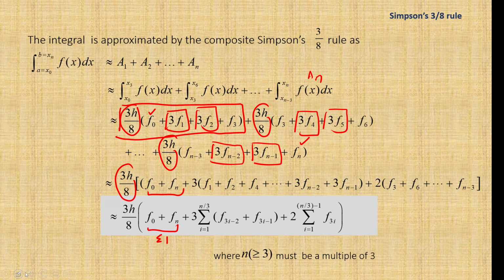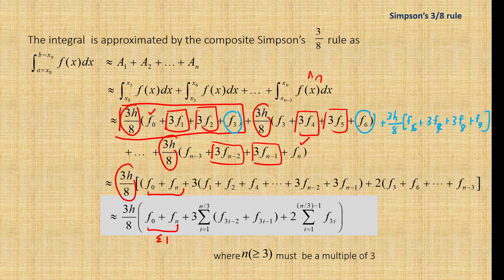Other colors. Here, F3 1 time, F6 1 time. Okay, if you have one more here, this is 3h over 8. Sorry, 6. They are connecting 6 and 6. So this is 7, this is 8, this is F9.